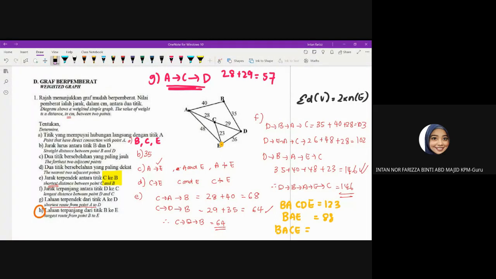Okay, so BACE. Which one is BACE? So BA is 40 plus 28 plus 23. Total of 91. Okay, so kalau 91, is that the longest? No, it is not. Okay, tak apalah girls. So BACE you take note. It is 91 here. So the last one, we can take which one girls? We can take BDCAE. BDCAE. Okay, I want you to jot down because that will be the answer.